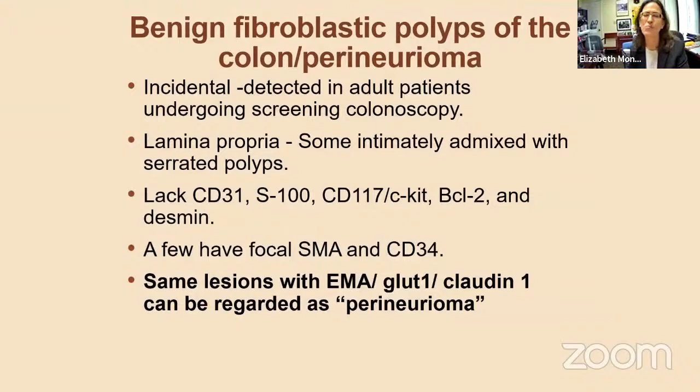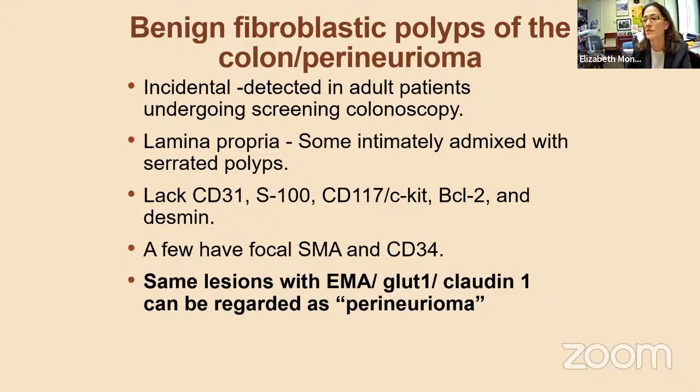On the other hand, the brother of these is this so-called perineurioma or perineurial proliferation. Some people don't think that they're neoplasms. And these were originally called benign fibroblastic polyps of the colon. They basically are found in folks in the colonoscopy years. They are intimately admixed with serrated polyps in some cases, and they're in the lamina propria and go between the glands, just like the Schwann cell hamartoma.